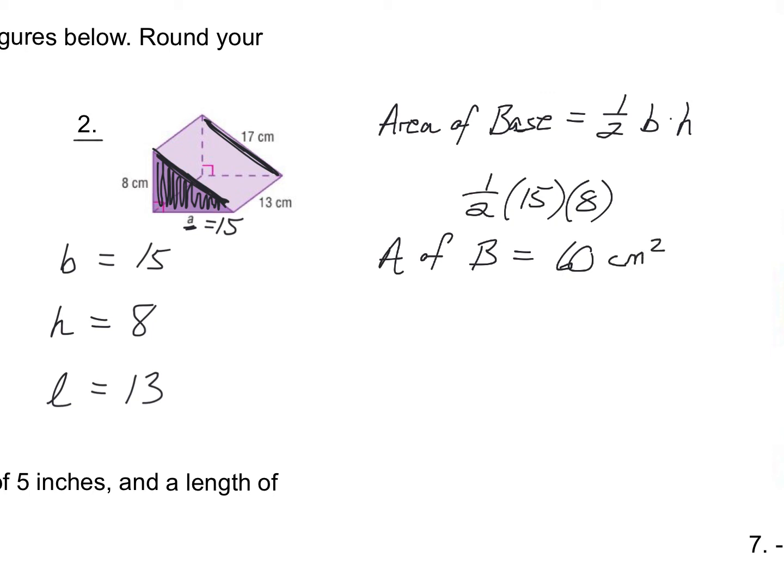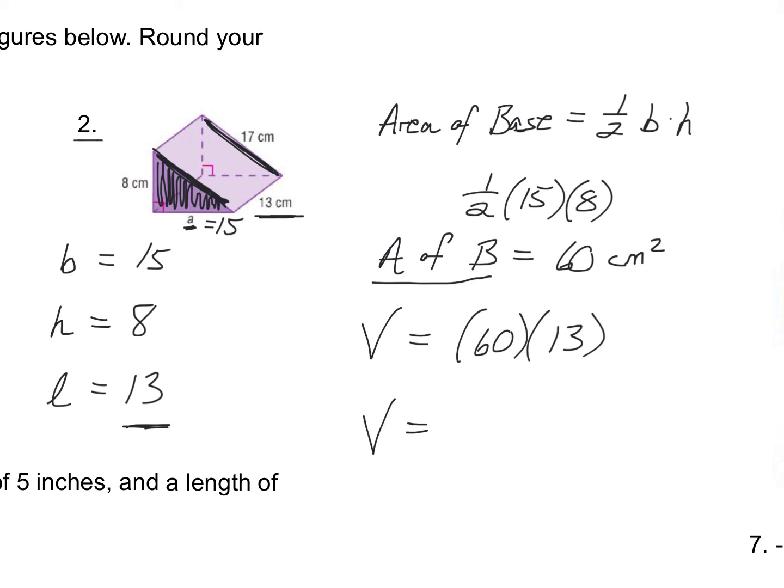centimeters squared. Now, in order to calculate my volume, if you remember, it's the area of the base times the length. So it's going to be 60 centimeters squared times my length, which in this case is 13 centimeters, which gives me a volume of 780 centimeters cubed.